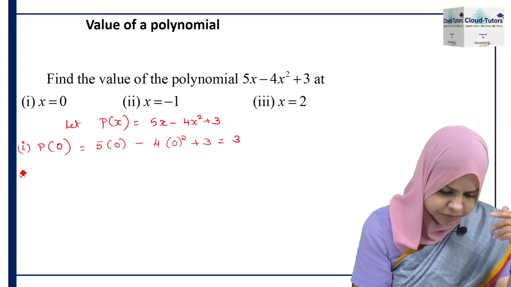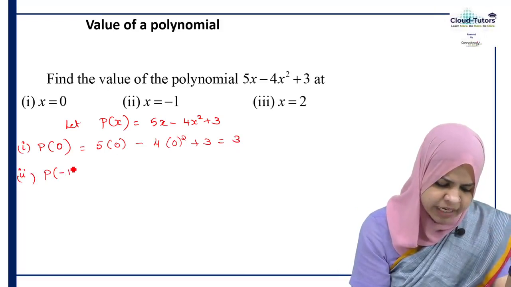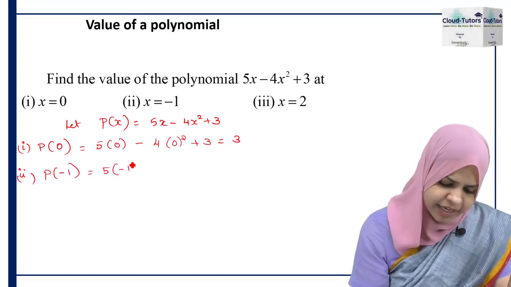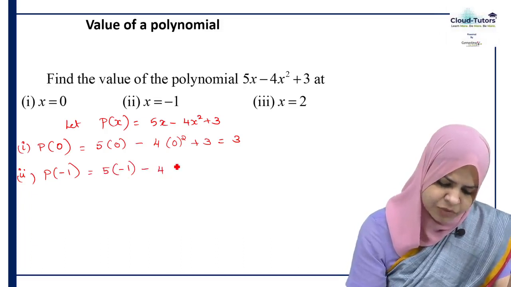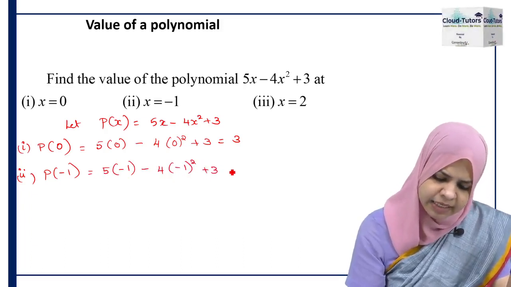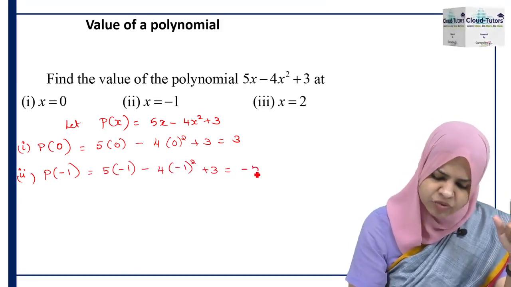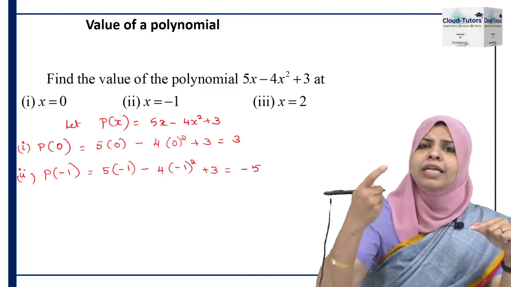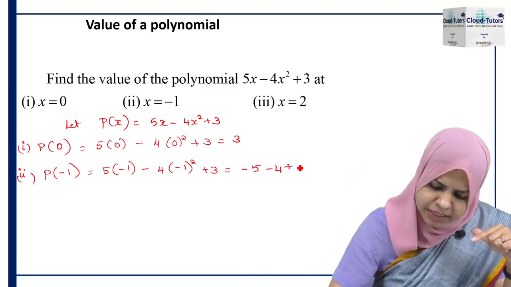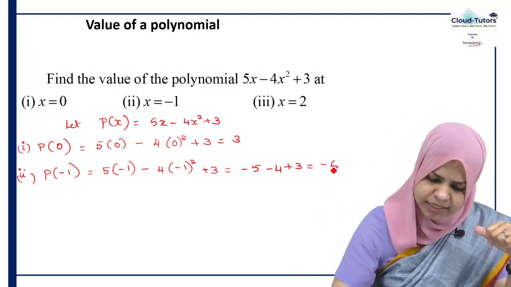Then second one, p of x equal to minus 1. So wherever x is there, I will replace it with minus 1. So what will it be? 5 into minus 1 minus 4 into minus 1 the whole square plus 3 equals to what? 5 into minus 1 is minus 5. Minus 1 whole square is plus 1. Plus 1 into minus 4 is minus 4 plus 3. So it is minus 9 plus 3 is minus 6.